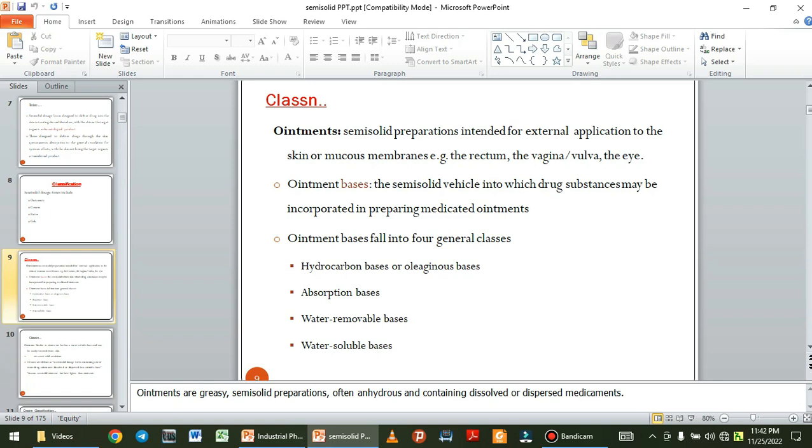When the drug is applied on our skin externally, the drug diffuses and passes through our biological membrane, which is found in our skin. It diffuses to the bloodstream for absorption by the assistance of the vehicle, that is the bases.